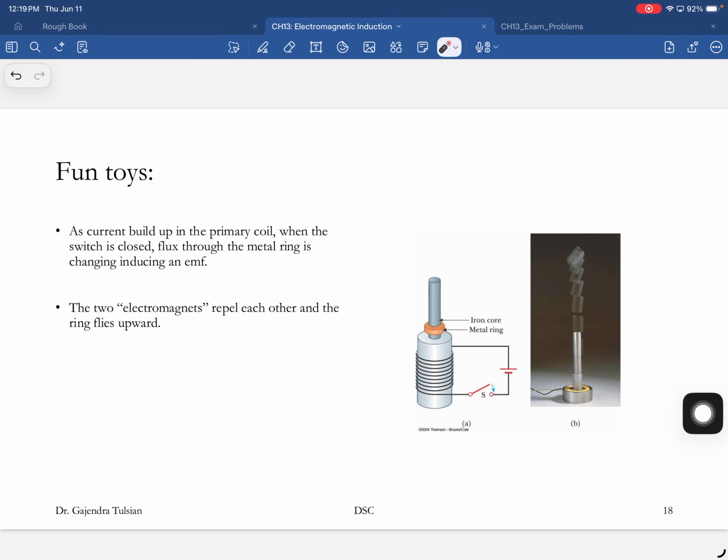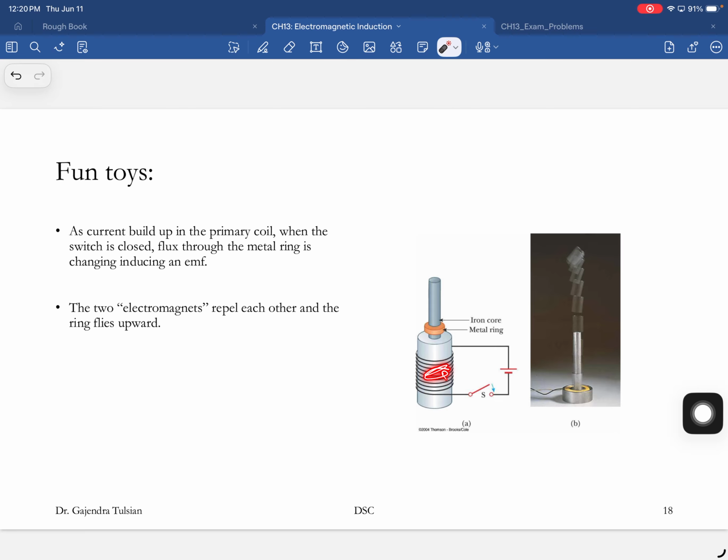So this is sort of a fun toy. You have a battery and this loop of wire. When you close the switch, as the current builds up on this, it produces a magnetic field. And as the current is building up, this magnetic field is changing. And if you have a metal ring like that, while the magnetic field is changing briefly, you will induce a current in this ring. And in the opposite sense, if that's a north pole and this will be a north pole, and this will repel it, and that ring will fly off.